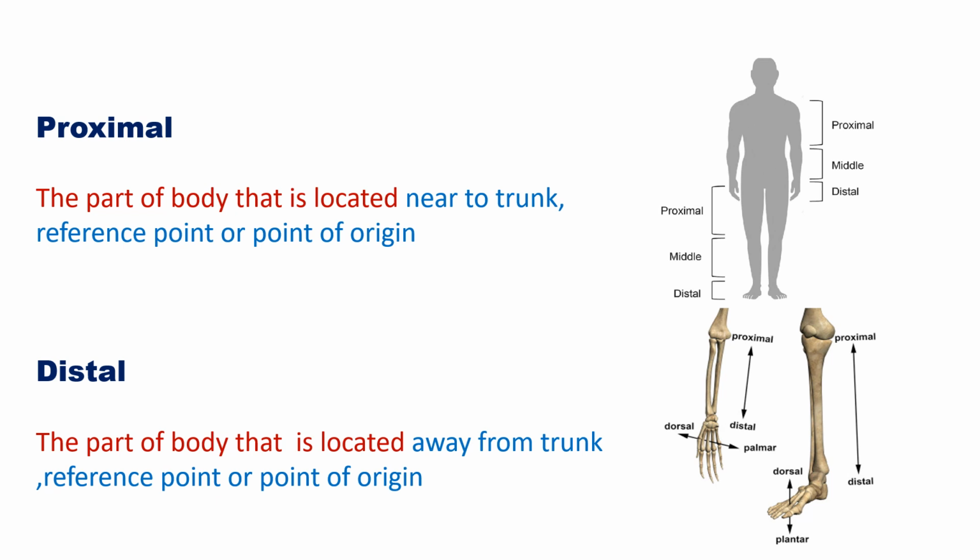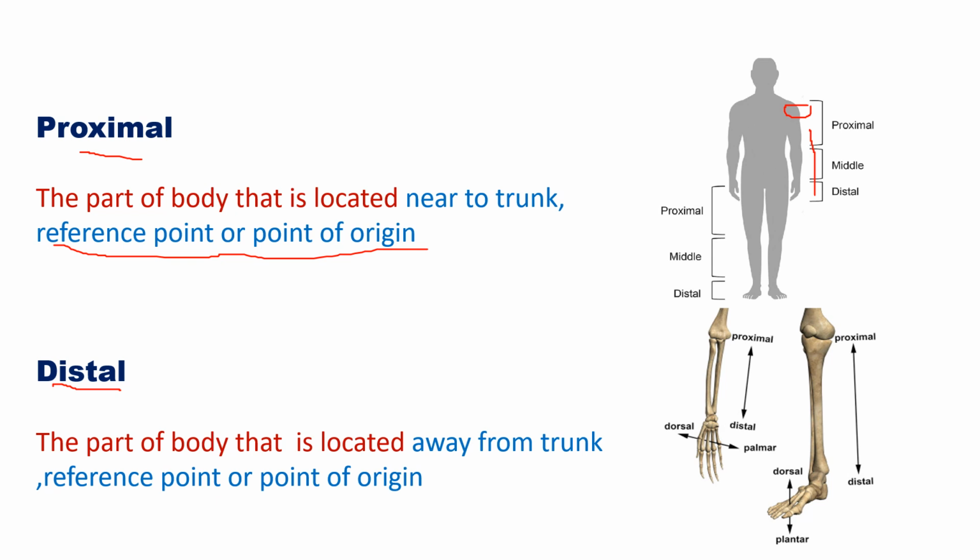Now what are proximal and distal directional terms? Before studying about these terms, we should know about what is reference point or point of origin. It is that point where one body part or structure starts. For example, if we consider the arm, then its starting point is the reference point or point of origin. After considering that point, we can say what is proximal and what is distal direction.